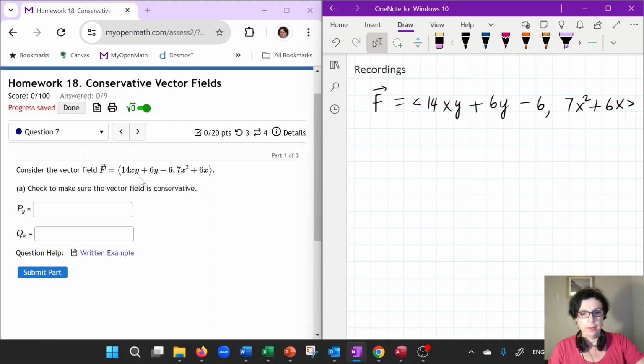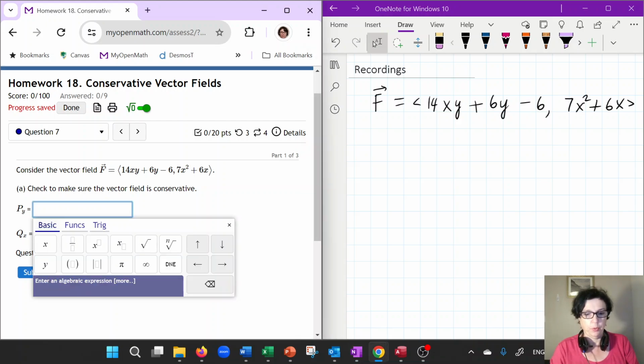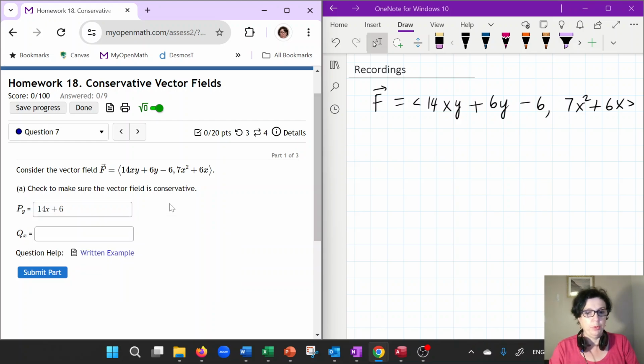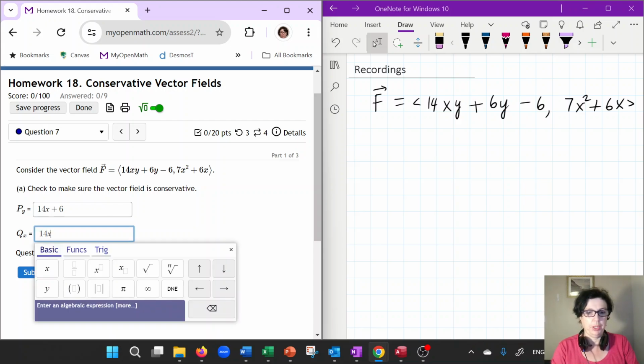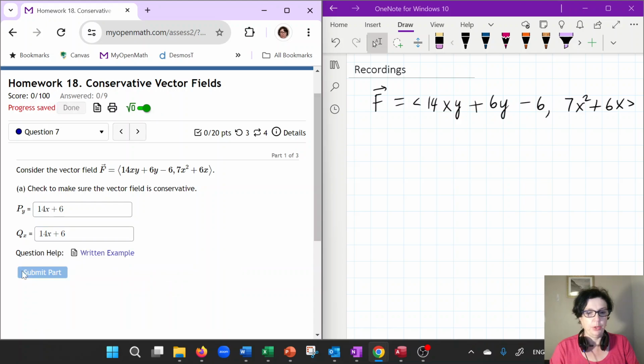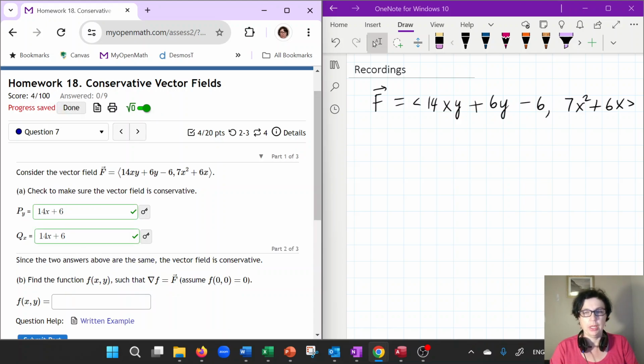Okay, so the first thing you do is just take the partial derivative of the first component with respect to y, because this only has two components, so the check is pretty easy. Which will become 14x, because we treat 14 and x as numbers. And then partial with respect to y of 6y would just be 6. And of course, the negative 6 becomes 0. Now, if we do the same thing with the second component with respect to x, we will get 14x plus 6. As you can see, both of these are the same, which tells us that this force is conservative.